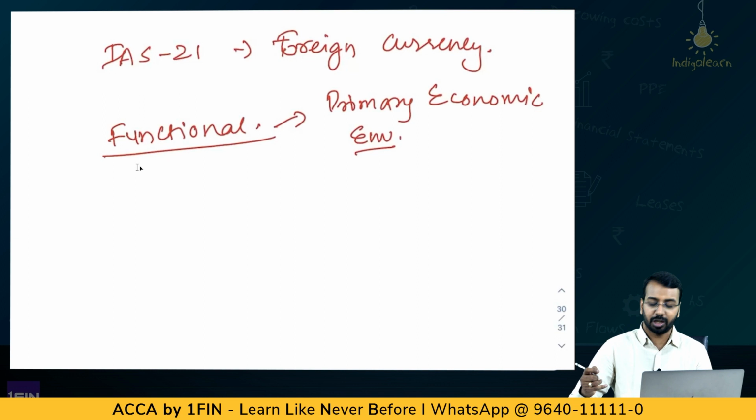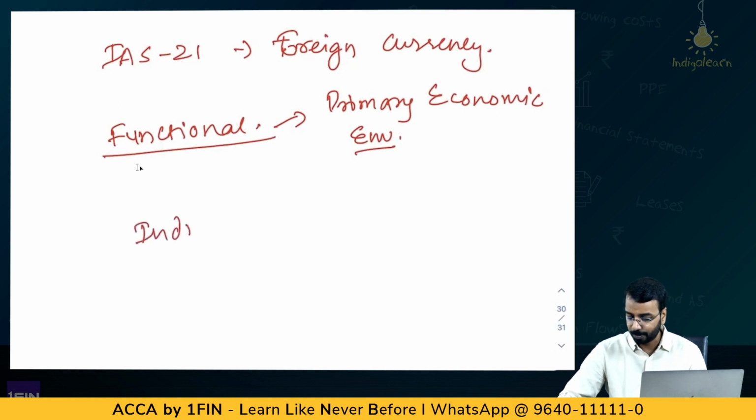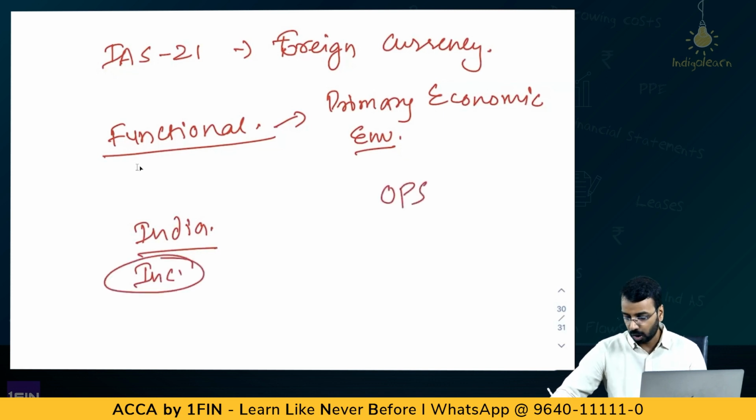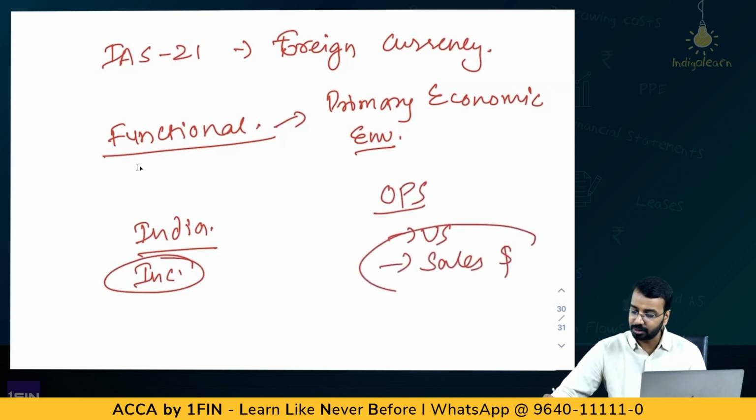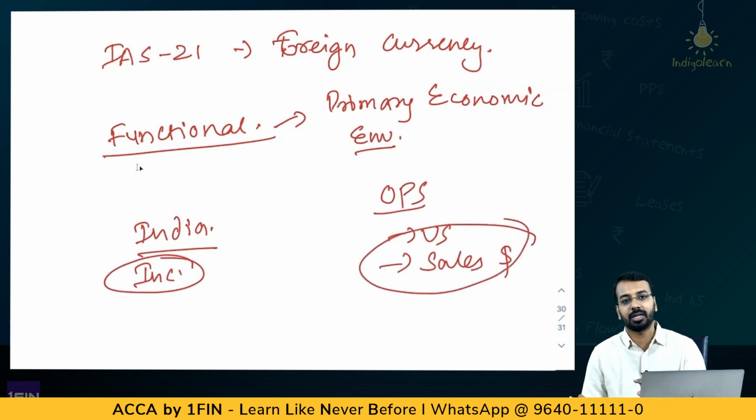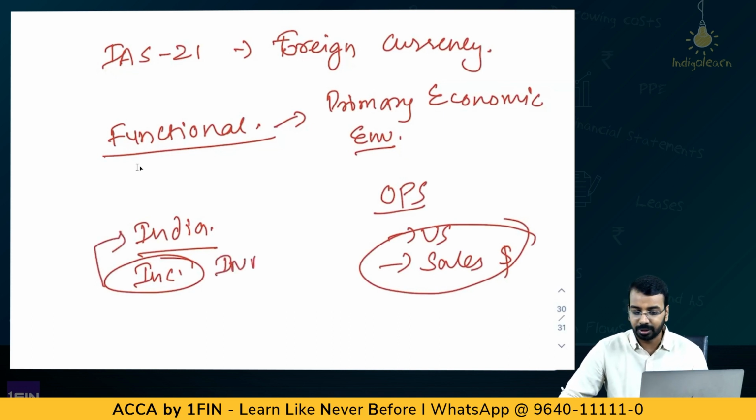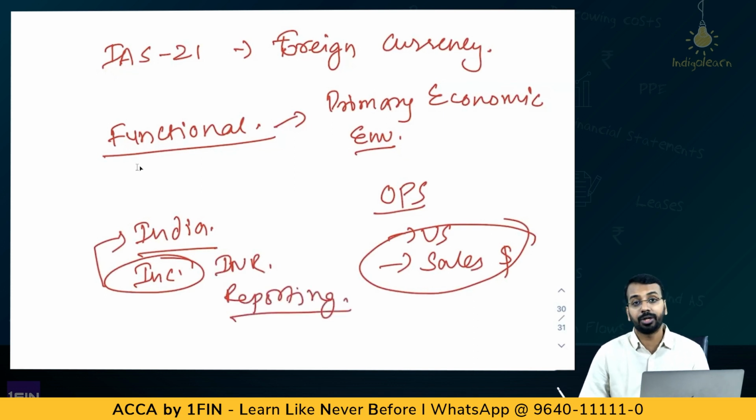Now, here the thing that we have to keep in mind is a company may be registered or incorporated in India, but operations are in US or sales happen in dollar. In that case, if dollar is the dominating currency, then dollar becomes the functional currency, and because the company is incorporated in India, INR becomes the reporting currency. So, based on the operations, the sales, the currency in which cost is incurred, all of this put together, you will see what is the functional currency and what is the reporting currency.